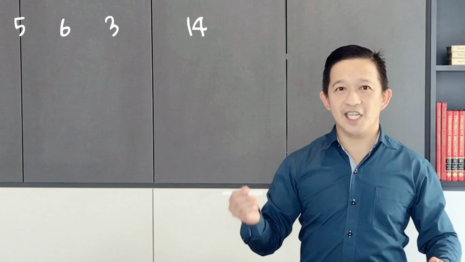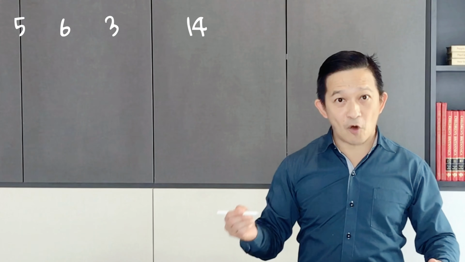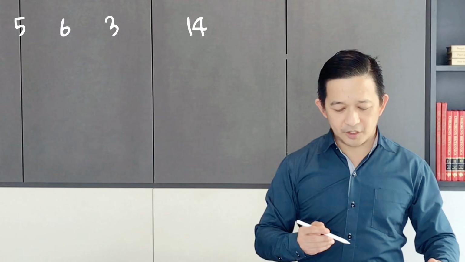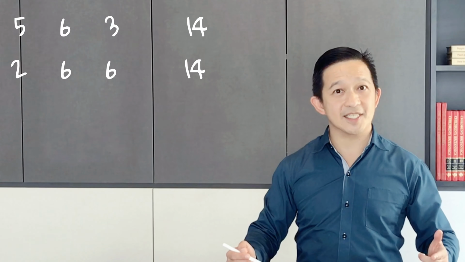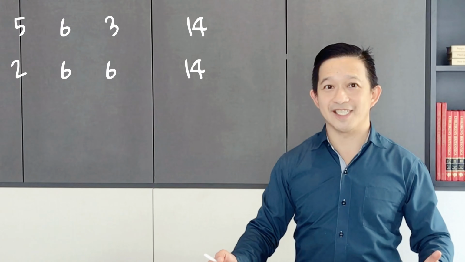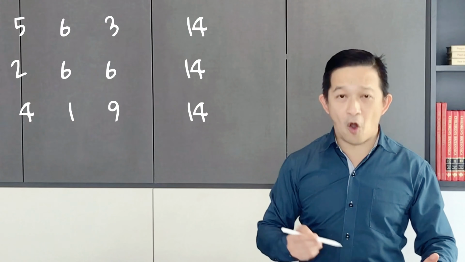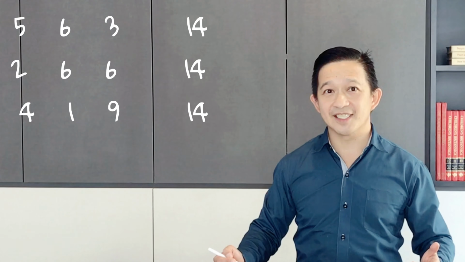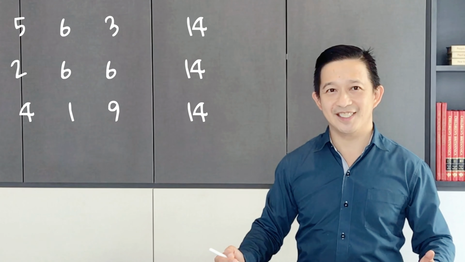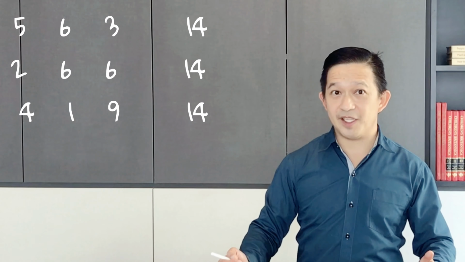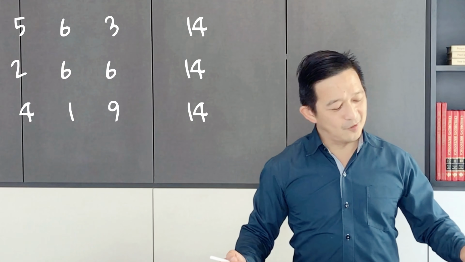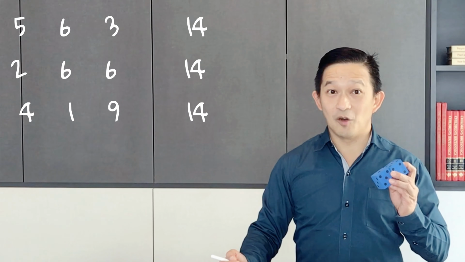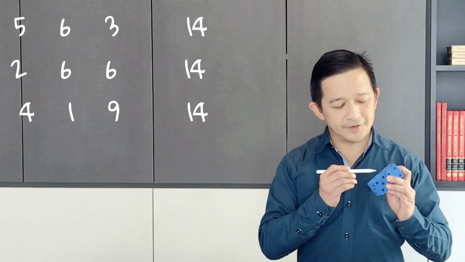5, 6, and 3 is 14. 2, 6, and 6 is also 14. 4, 1, and 9 is also 14. Can I make use of that to figure out what is the total of the two hidden numbers?